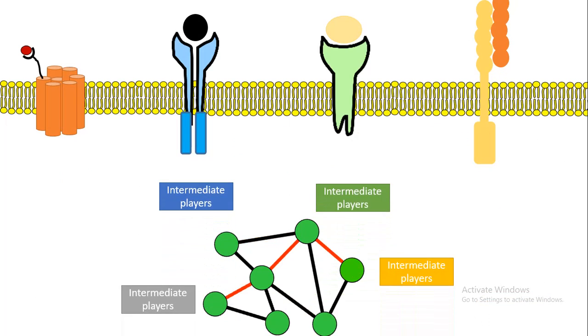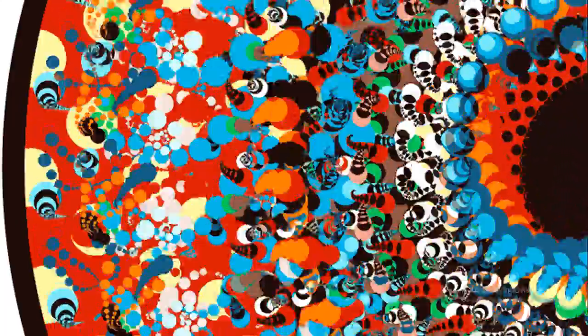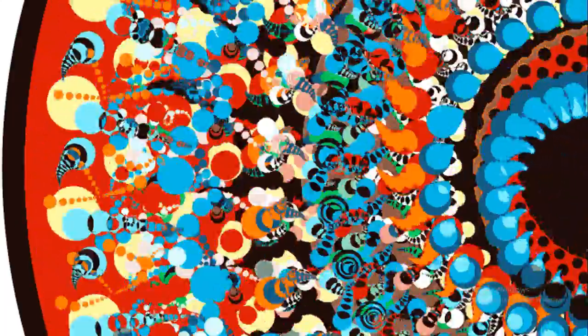Very often it has been seen that the intermediate players are not isolated. They also interact with each other, making a huge network. And this is how cross-talk between signaling pathways happens, which gives rise to complexity in cellular physiology. And all these things account for huge complexity inside the cell.